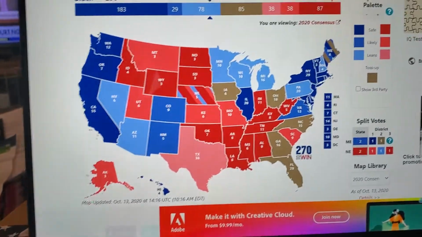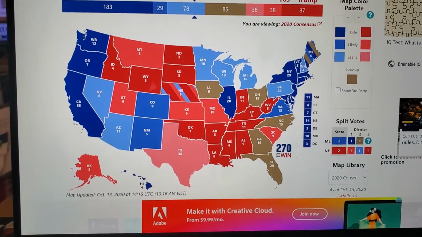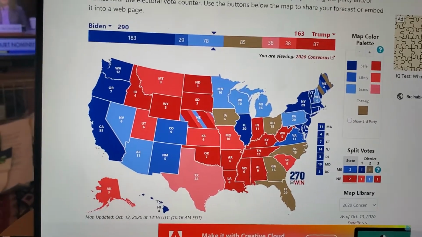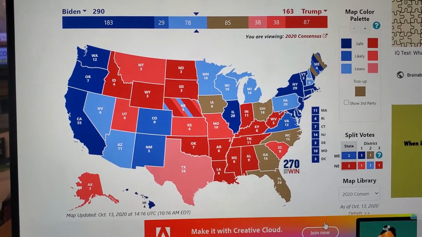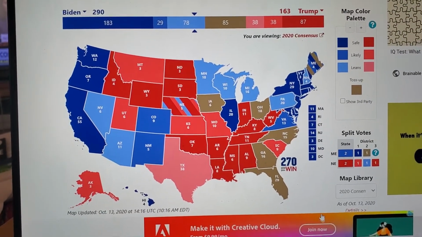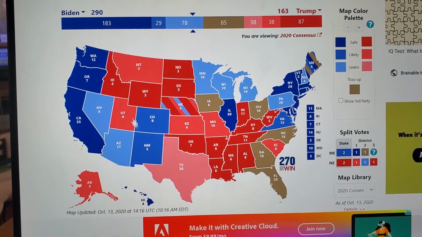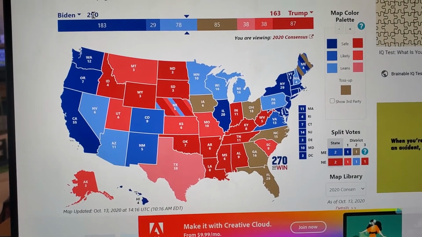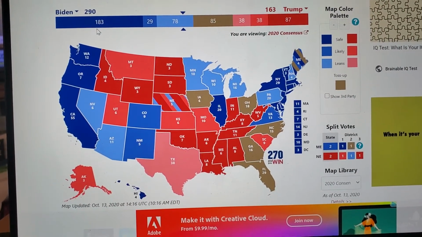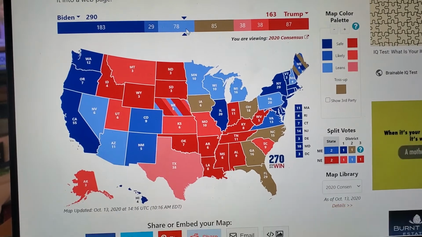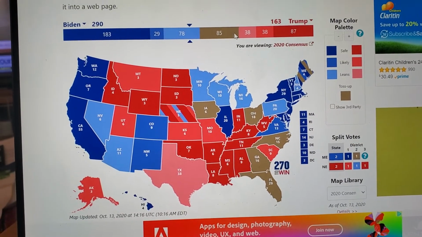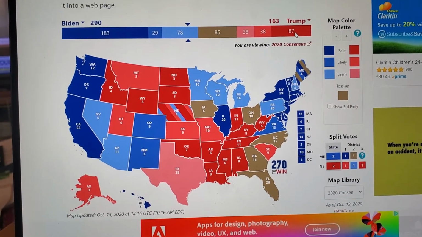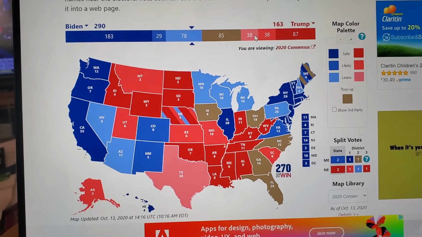So here goes. This is very, very low tech, but this is the map on 270towin.com, which is a very good website. And this is how it stands right now, based on polling, showing that Joe Biden has 290 electoral votes based on states that are solid, 183, and leaning. And there are 2 different categories of leaning. They put 85 electoral votes as toss-up. Trump has 163, 87 strong, and the rest of these leaning.